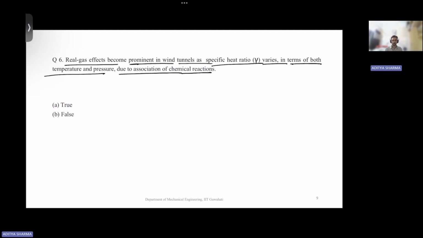So please try to answer this. Real gas effects become prominent in wind tunnels. With respect to your wind tunnels, whether this is correct or not, and in your wind tunnels, does your specific heat ratio vary?